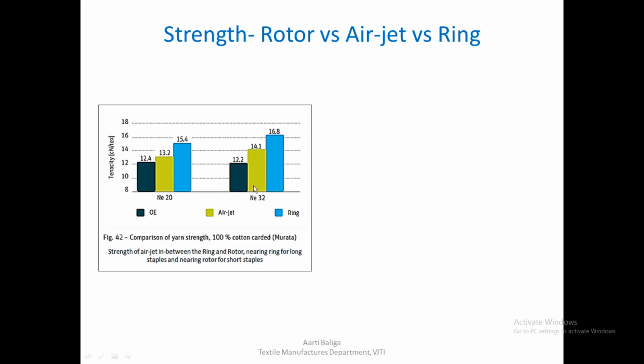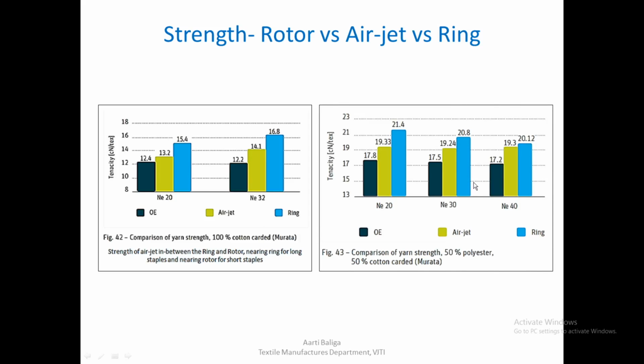We see in both these, whether it is yarn count of 20s or 32s, that airjet lies somewhere between the two, rotor as well as ring. And the second thing we observe is that it is nearing ring for long staples. That means when you come to a finer count where you are required to use longer staples, you find that the strength is nearing or closer to the ring spun strength. And when it is for a coarser count, it is more towards the rotor, which is for short staples.